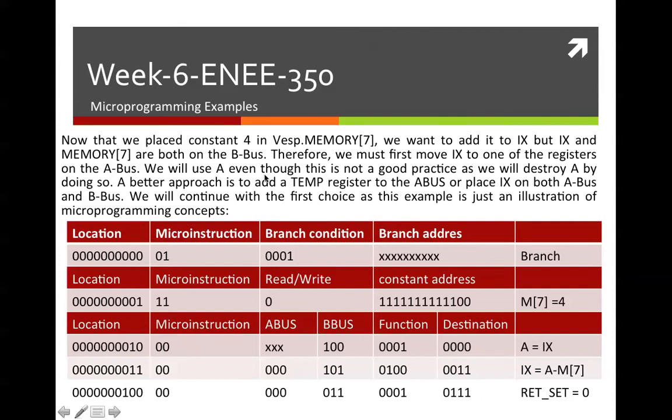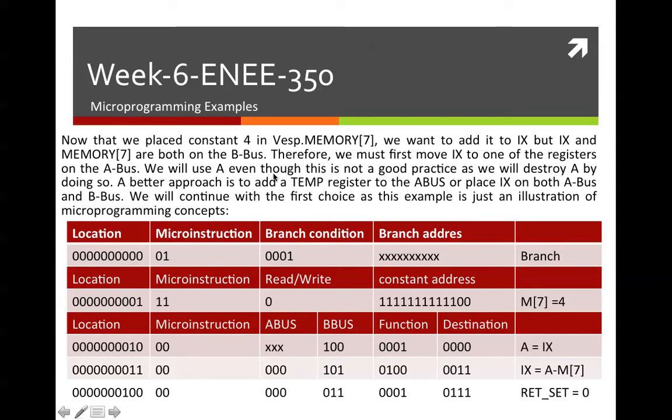And of course our goal is to add this constant to 4, but as the bus structure of VESP puts IX and memory 7 both on the B bus, we need to handle this situation by moving one or the other operand onto the other side. Since this involves subtraction and we subtract the B bus from the A bus, our preference would be to move IX to one of the registers on the A bus. And we will use A for this purpose.